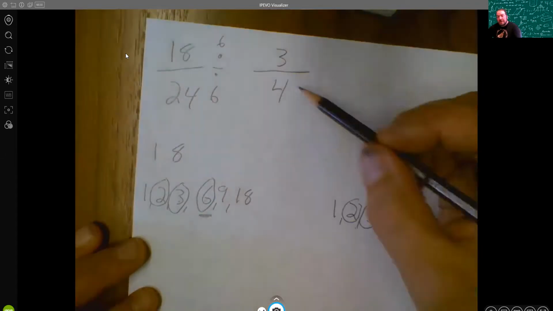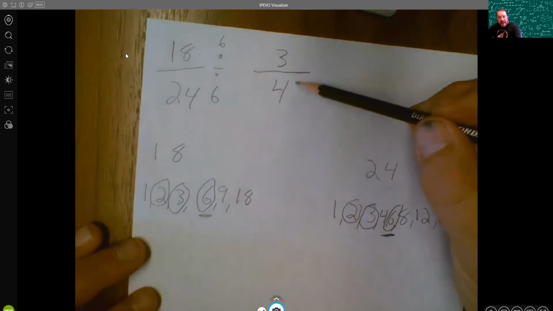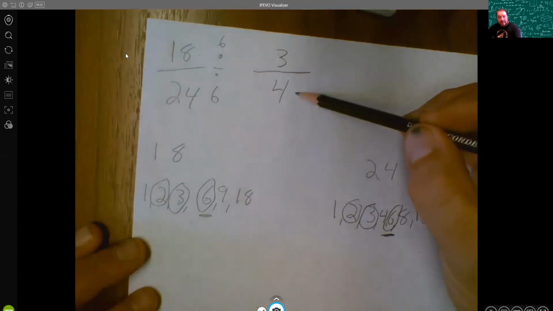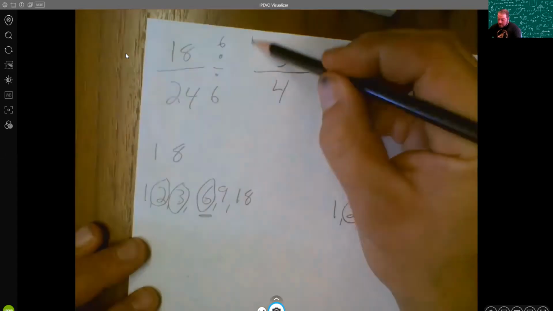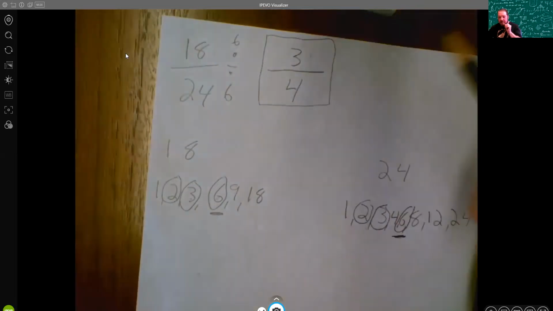Now let's check our answer. Can we divide the same number into the numerator and the denominator? I don't think so. So we are done. This is our answer. This is correct.